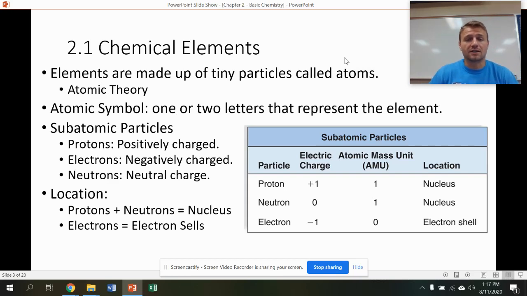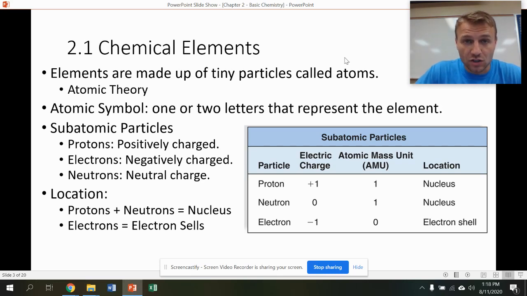Now, the atomic theory states that all elements are made of tiny particles called atoms. These atoms are made of subatomic particles, which we're going to get to next. But the atomic symbol is one or two letters that represent that element. So like H for hydrogen or He for helium. Now, these elements are made up of atoms. Atoms are made up of subatomic particles. Think sub meaning smaller. They're a portion of the atom, and they are made up of protons, electrons, and neutrons. So the three different subatomic particles are protons, neutrons, and electrons.